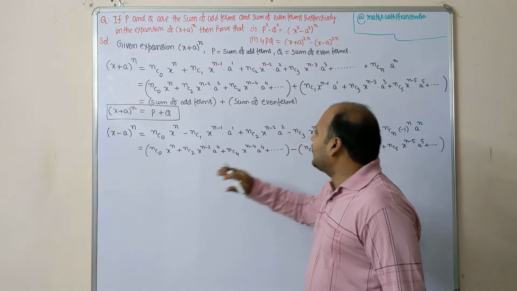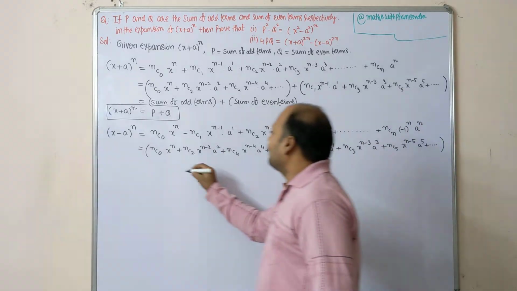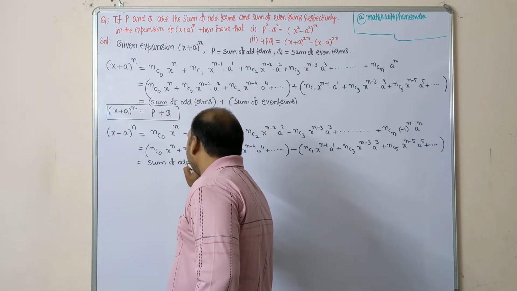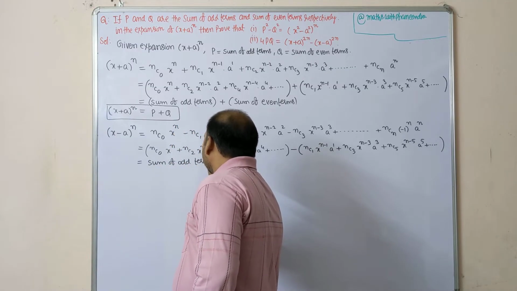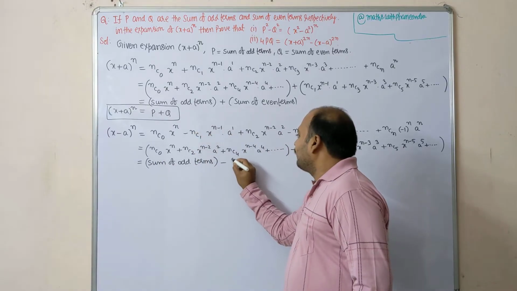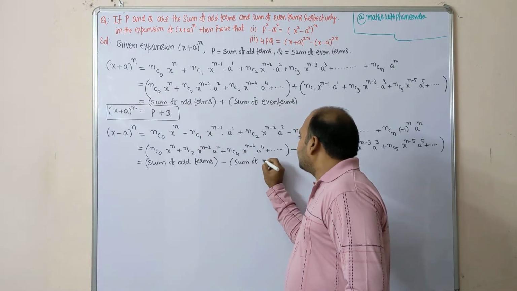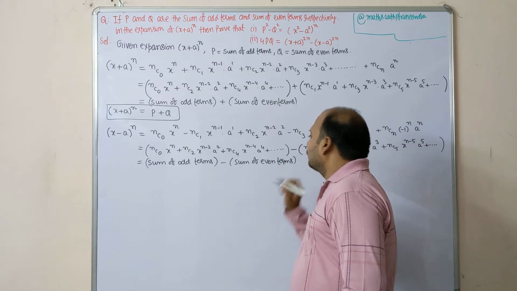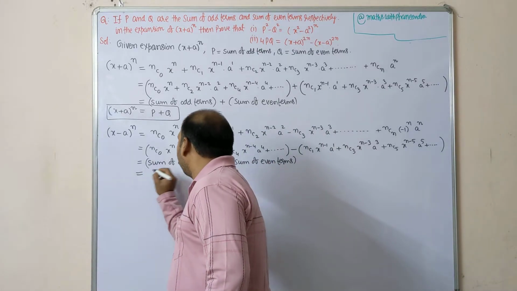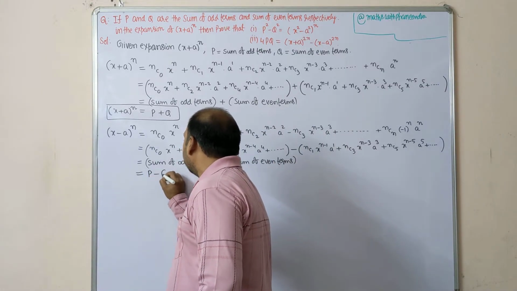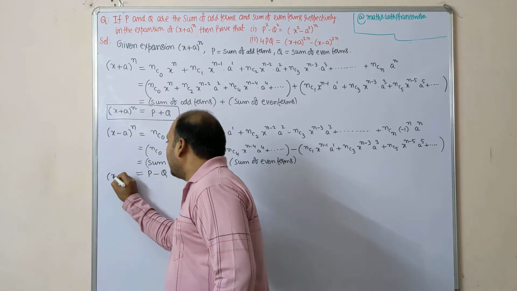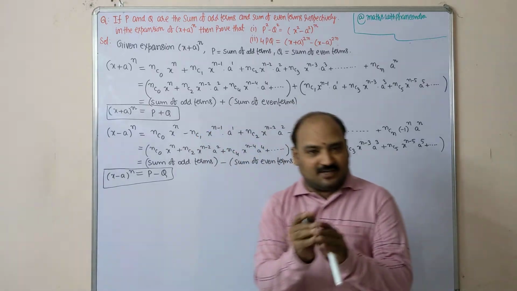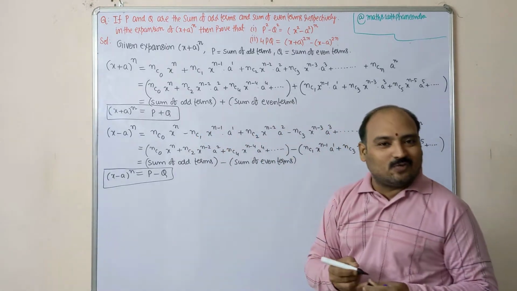Anyway, this is sum of odd terms, this is a sum of even terms, which is equal to sum of odd terms minus sum of even terms. So which is equal to sum of odd terms is P minus sum of even terms is Q. So x minus a whole power n is equal to P minus Q. So half of the answer is over now.